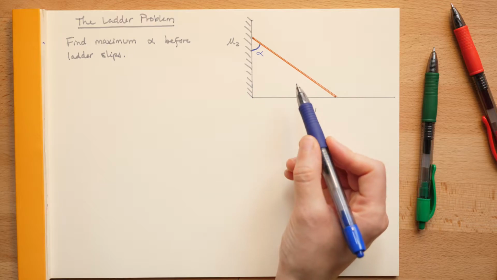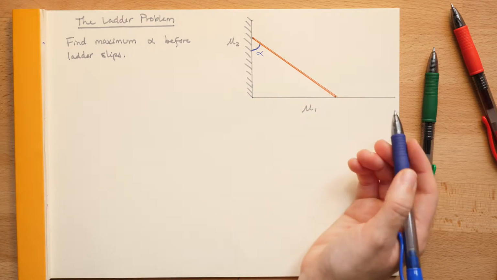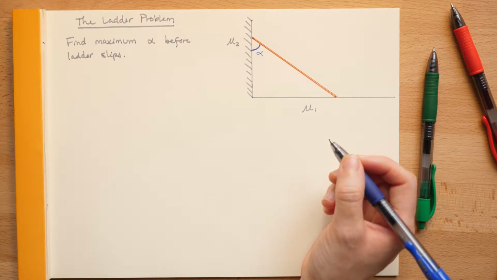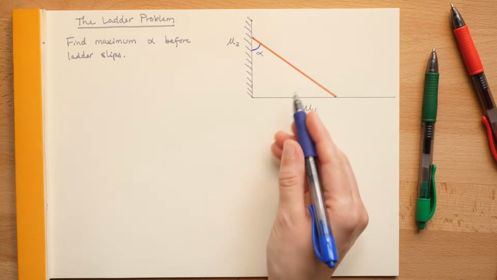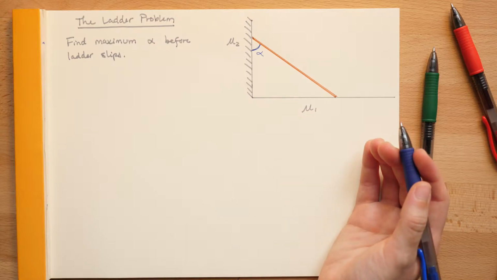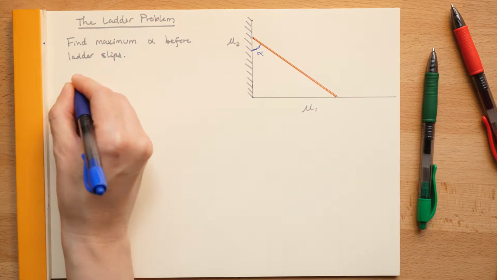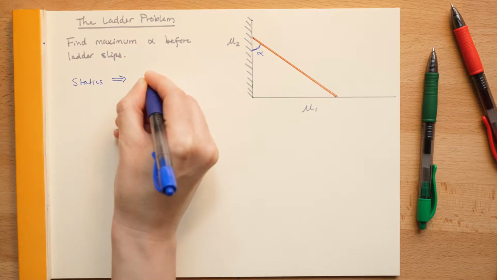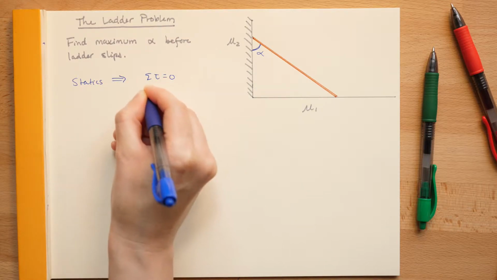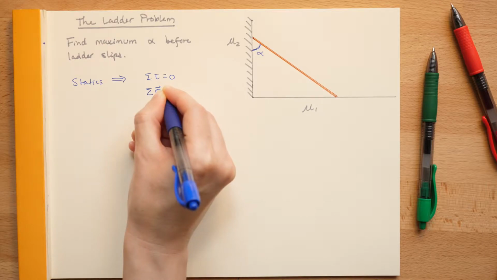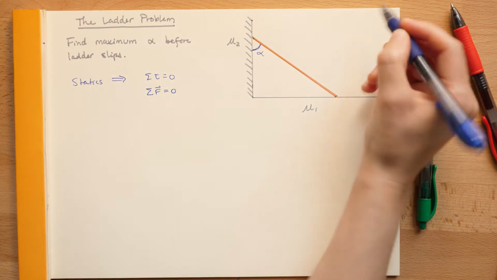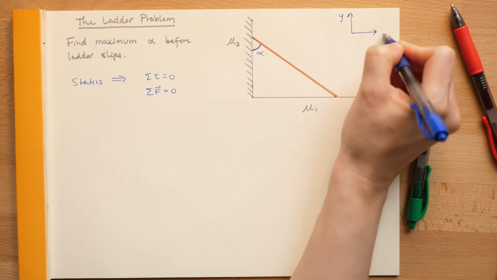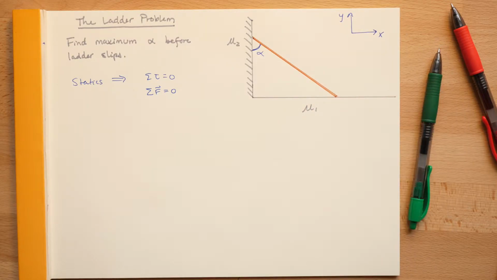So we want the ladder to be in static equilibrium because we don't want it to be moving. So that means that the sum of the torque on the ladder and the sum of the forces on the ladder both have to be 0. So we have these two conditions. And let's say we set up regular old axes, y and x parallel to the floor.